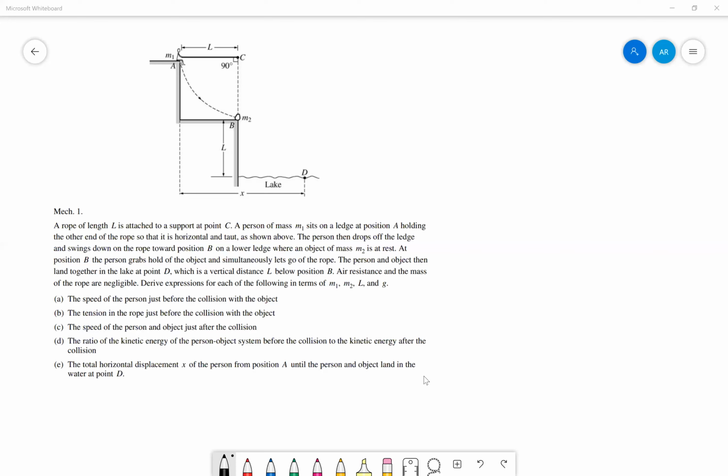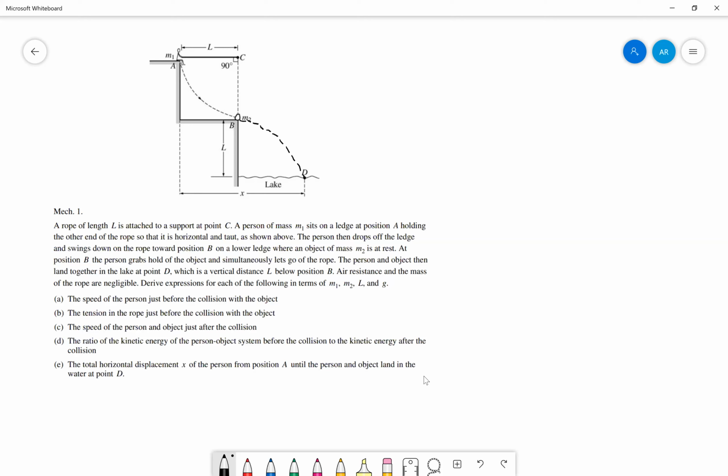So we see it's a pretty involved situation. Let's try to visualize. The person swings down, picks up the object, collides with the object, and lets go at the exact same time, and both the person and the object will fall to this point at D. So let's start with part A.